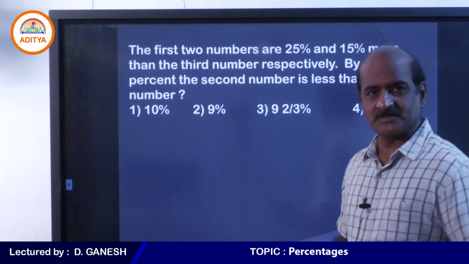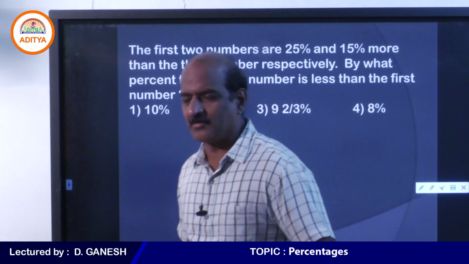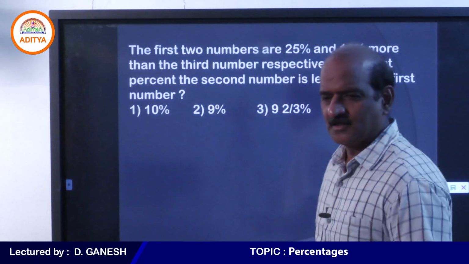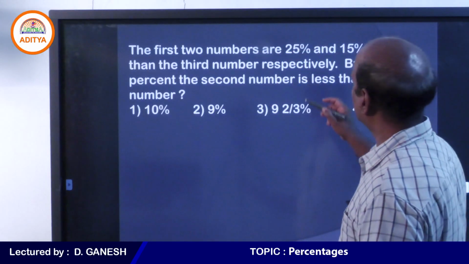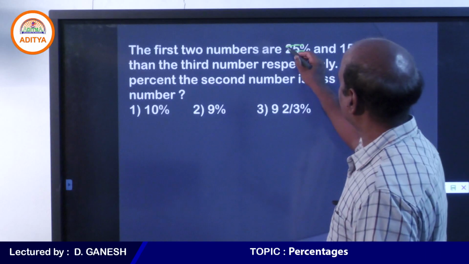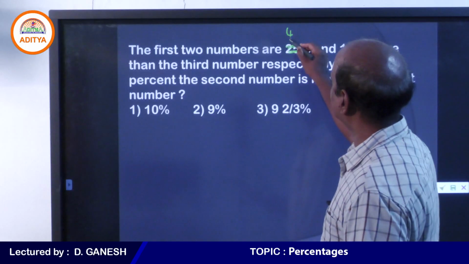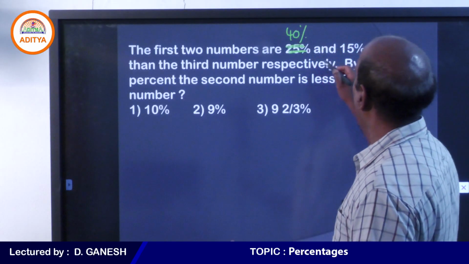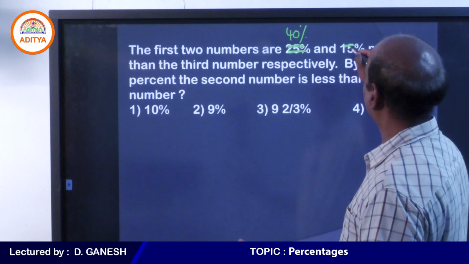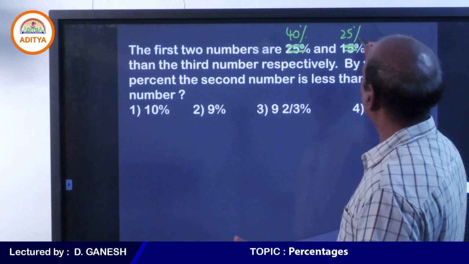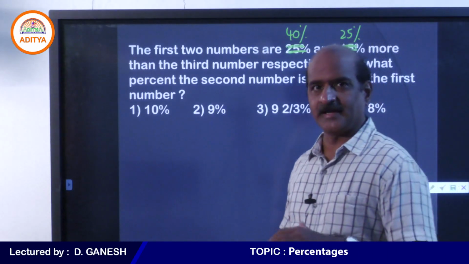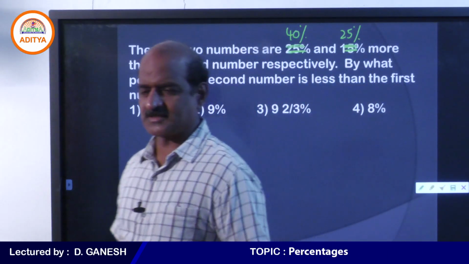Let me make some changes in the question, and I just want to see how you answer this question. Okay. Now, just look at the question, my dear students. I think you will be able to answer this one. Ready? So, in place of 25%, student, you please take 40%, and in place of 15%, you please consider 25%, and answer the same question again.